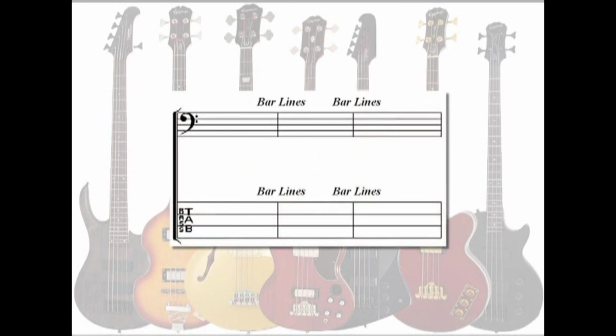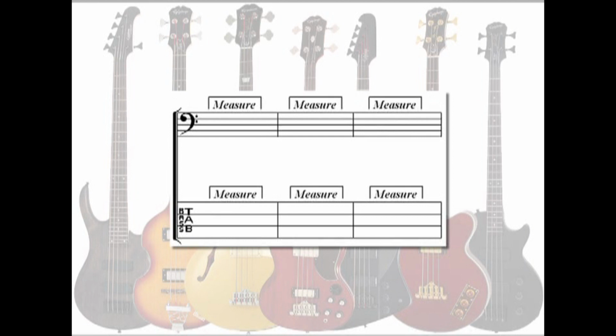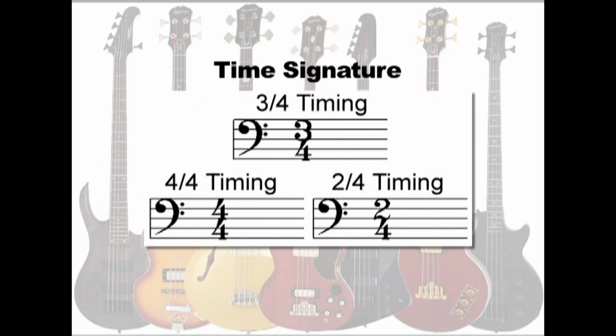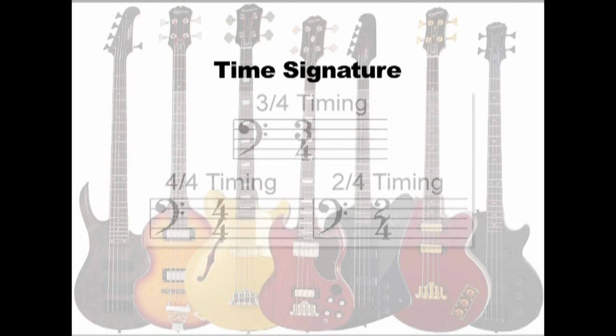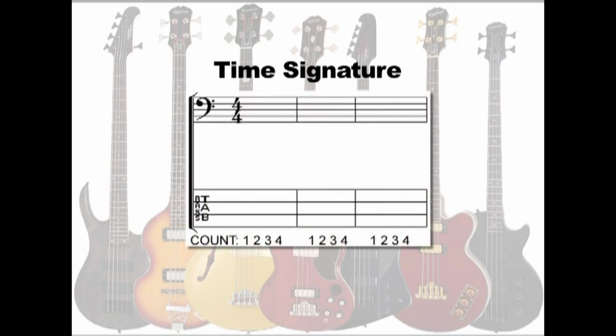Bar lines are the vertical lines that divide tablature and staff music into sections. A measure is the space between bar lines. Each measure uses an equal set of beats. The amount of beats is determined by the time signature. For example, in 4/4 timing, each measure equals 4 beats. In 3/4 timing, each measure will equal 3 beats. In 2/4 timing, each measure will equal 2 beats.